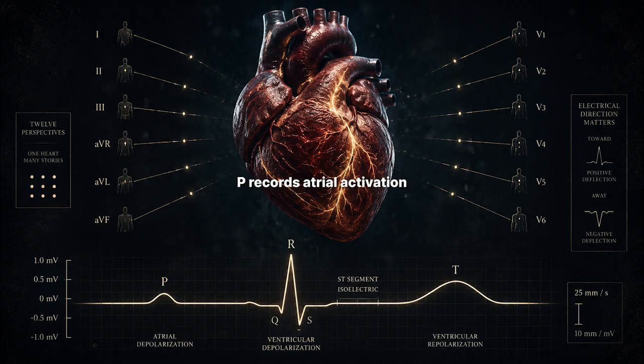P records atrial activation. QRS records ventricular activation. T records ventricular recovery. Same heart, different viewpoints, electrical handwriting across the page.